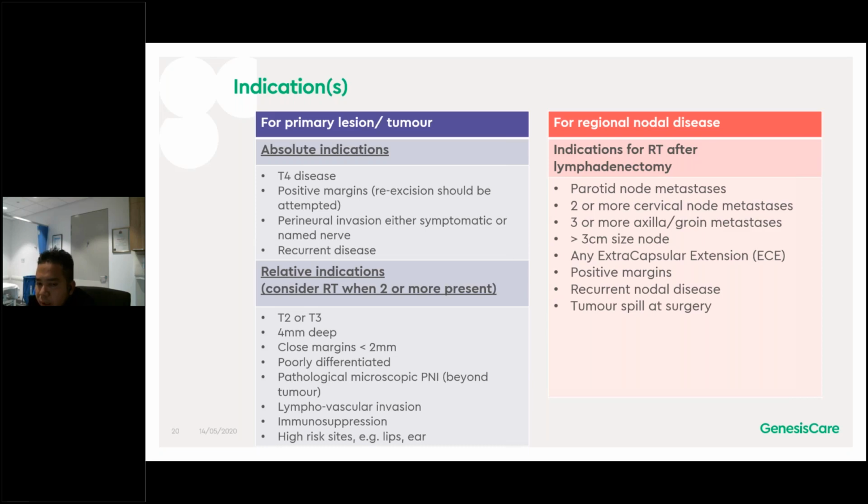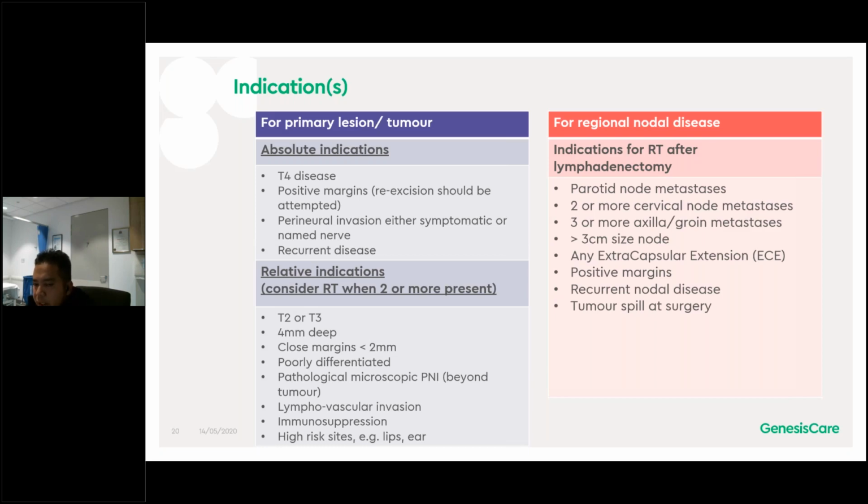Other indications could be sort of not too thick, but thicker than just a superficial cancer, so being T2 or 3, or being deep, being about 4 millimeters, close surgical margins less than 2 millimeters, high grade cancer, poorly differentiated SCC, for example, perineural invasion within the microscopic or the pathological report, lymphovascular invasion, patient being immunosuppressed because of other conditions, and high-risk sites such as earlobe or lips, where they are more likely to metastasize or spread to other parts of the body, being the lymph nodes usually. These are the ones that we probably want to consider adjuvant radiotherapy for.